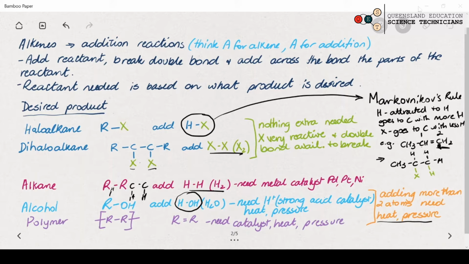So some memory tips: nothing extra for reactive if it's got a halide. If it hasn't got a halide, we're going to need a catalyst to help lower the activation energy, so all of these have a catalyst. And if it's got more than 2 atoms, it also needs heat and pressure.